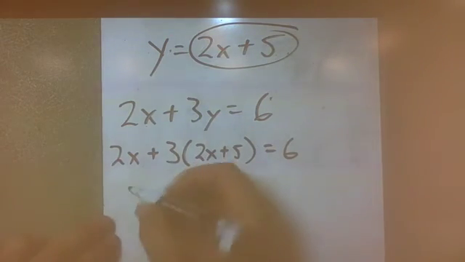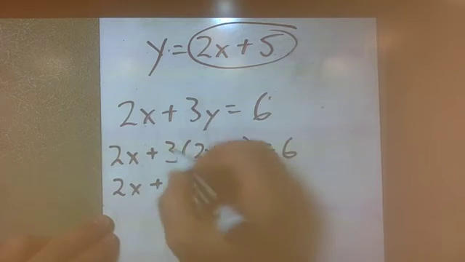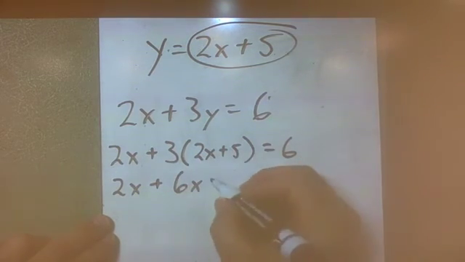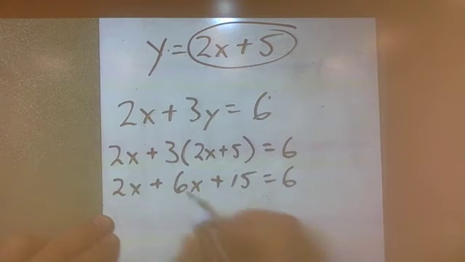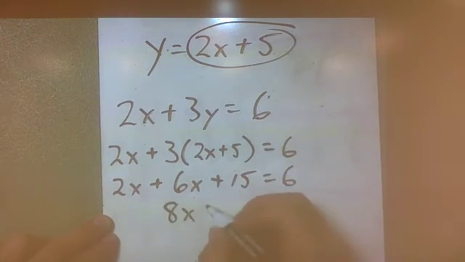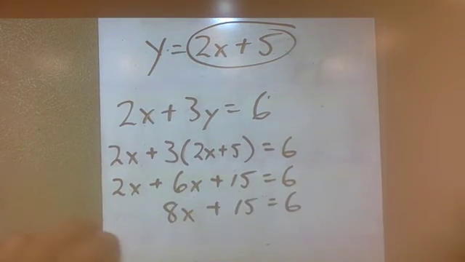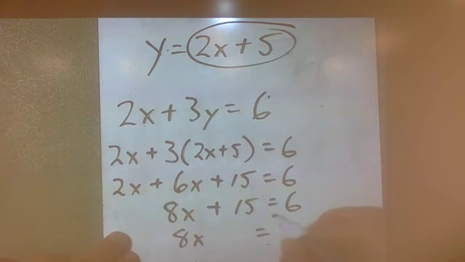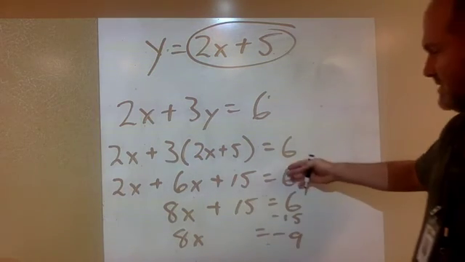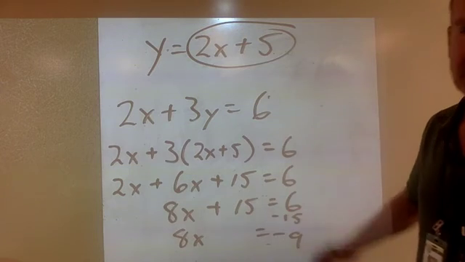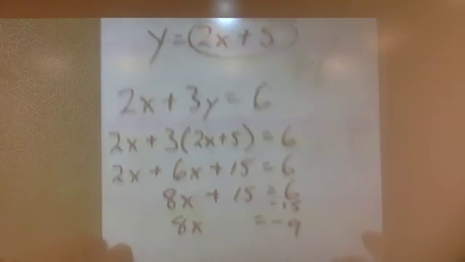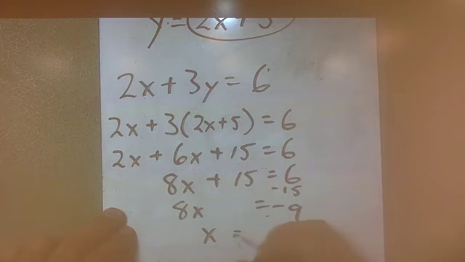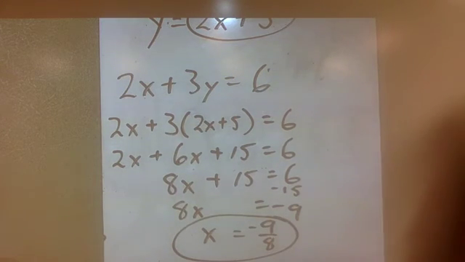When you solve for x, you get rid of your parenthesis first by distributing. So 3 times 2 is 6x, 3 times 5 is 15. Now you combine your like terms, that's 8x. Now it's a two-step equation. Subtract 15, divide by 8. 8x is equal to negative 9. 6 minus 15 is negative 9. Now you divide by 8 and you get negative 9 eighths. Negative 9 eighths for x.